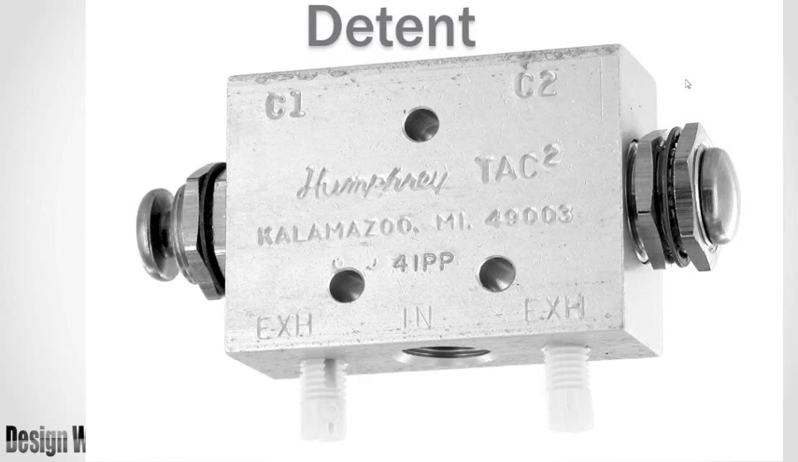This valve is a detented. Now, they look very similar. But this one, you push the button and the valve shifts and it stays there. You push the other pilot, the valve shifts, and it'll get air out the other way. So you can buy a detented or you can buy a momentary.